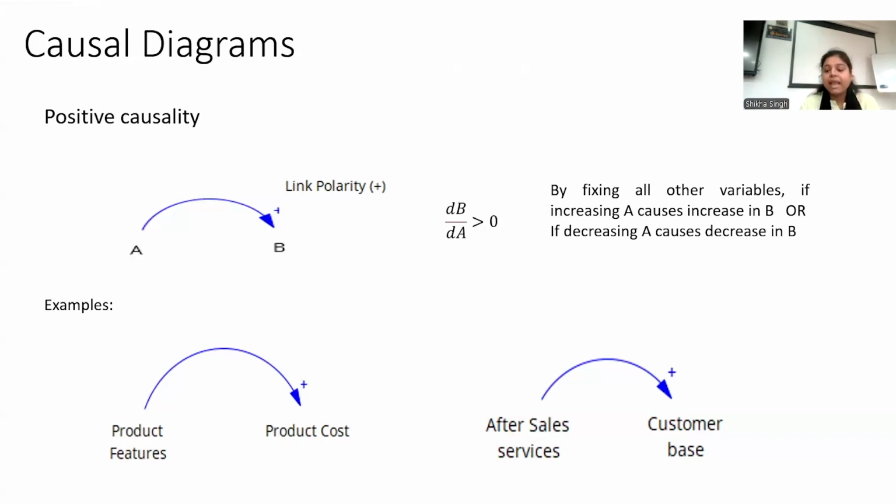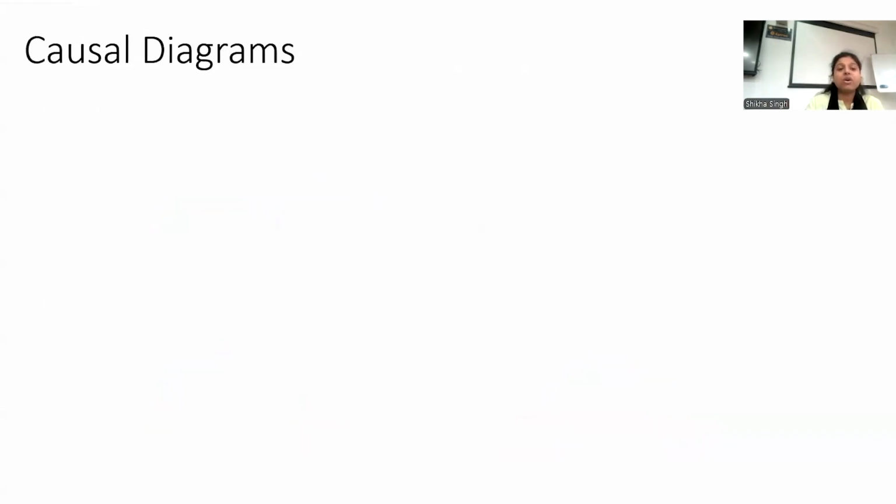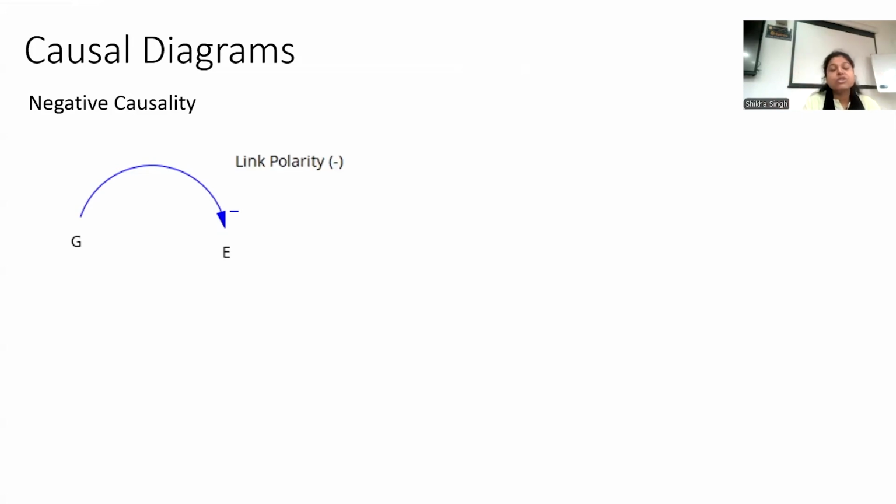Okay. Then I'm going to the next type of causality, that is called the negative causality. How are two parameters negatively related? So you see G and E, two parameters are defined, and it is saying G is impacting E negatively. Or another way to understand is, if G is increasing, E will be reducing, right? So link polarity is negative in this case.